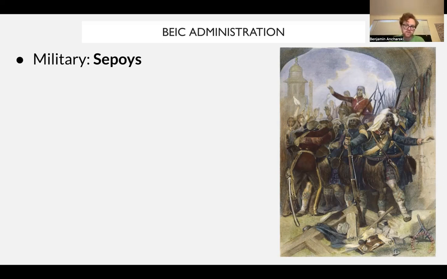They have white officers, so it's not like they have a complete degree of independence. But we do see the Sepoys are going to be a major part of colonial administration under the East India Company, and they also continue under the British when the government actually takes over, but we'll look at that in a second. So we got the Sepoys. The Sepoys are one way that their rule is backed up.